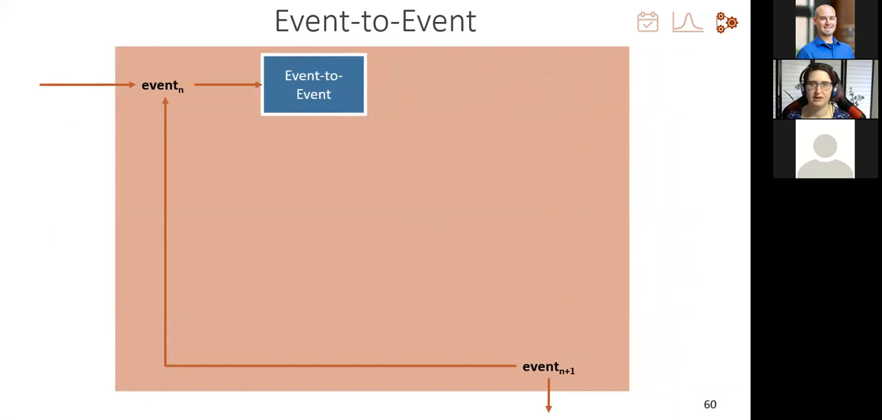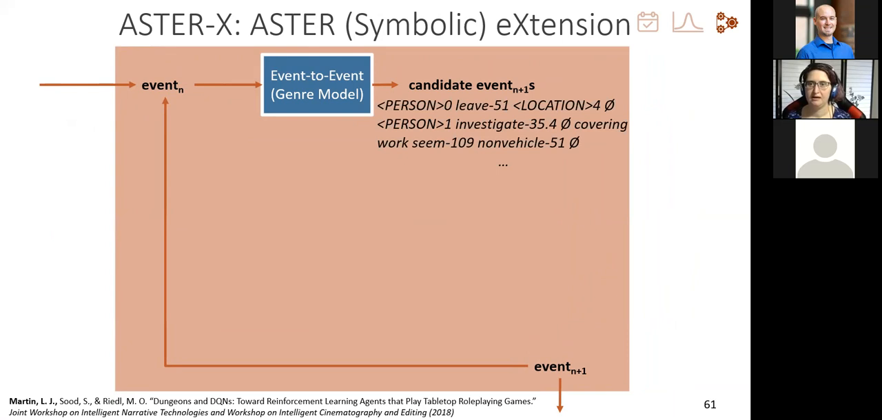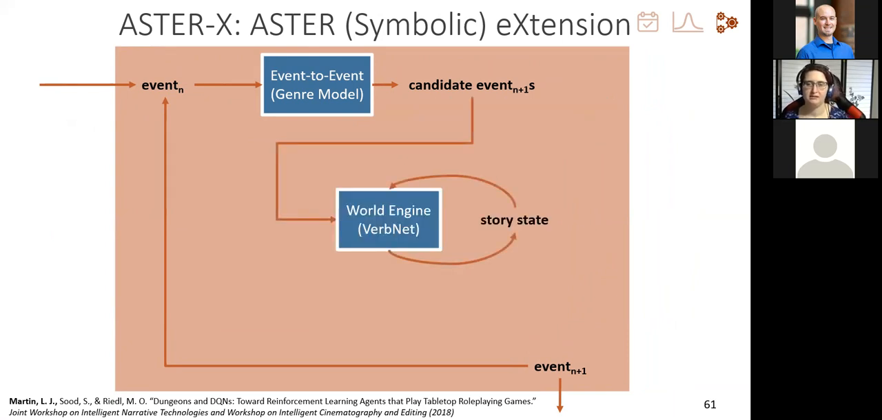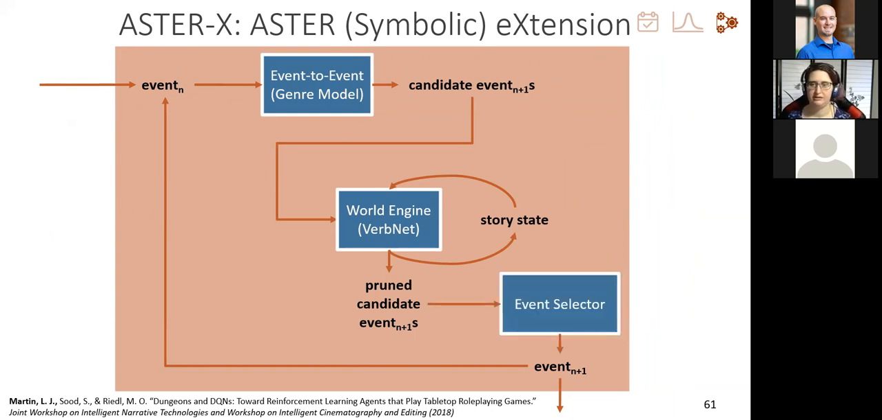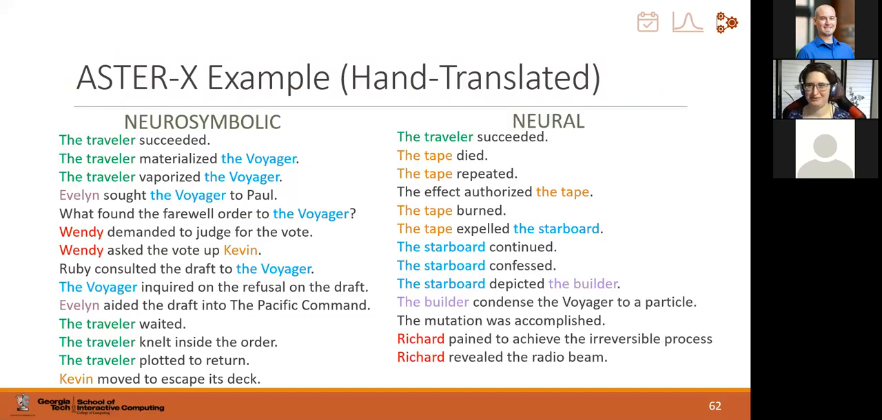So I took the event-to-event model and had it produce my candidate events, just running normally. Then I ran it through my Verbnet world engine to create a story state. So it'd be like, okay, right now Remy has possession of the book and is animate, and the book has location Remy and is concrete. And then this prunes out events that are not consistent with the story. I randomly, at the moment, select events, and then I get much better stories.